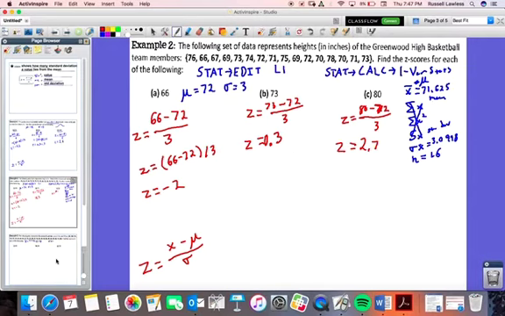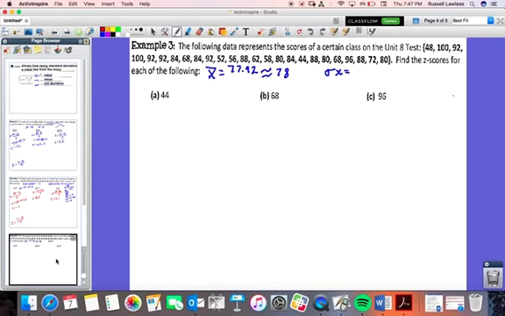So, looking at number 3, I've already found the mean. That's the x bar. And, well, that might not be right. So, to double check, I'm going to give you some time to put it in.